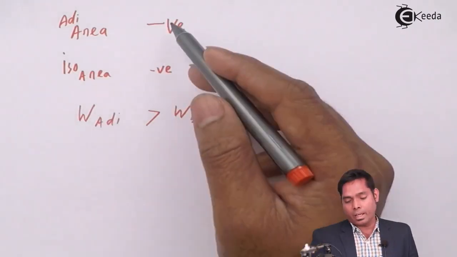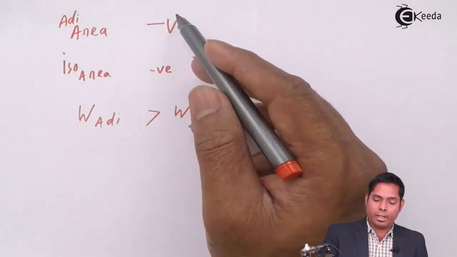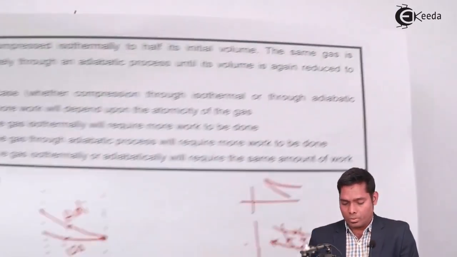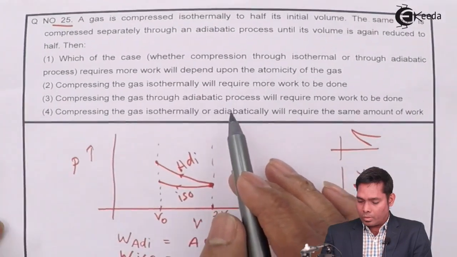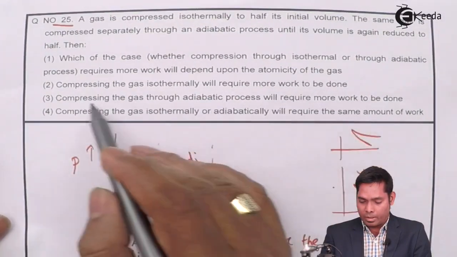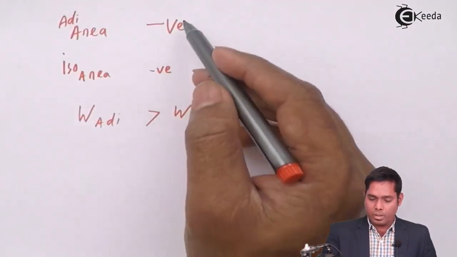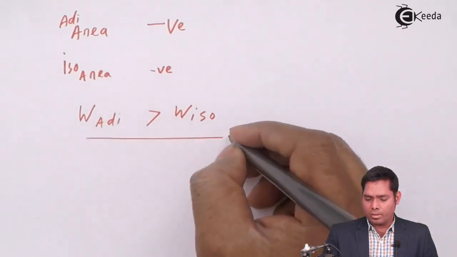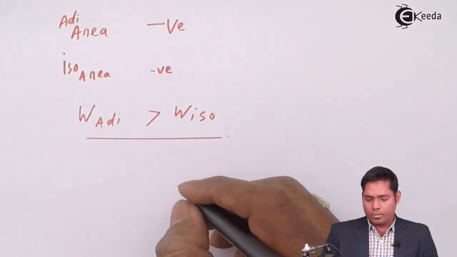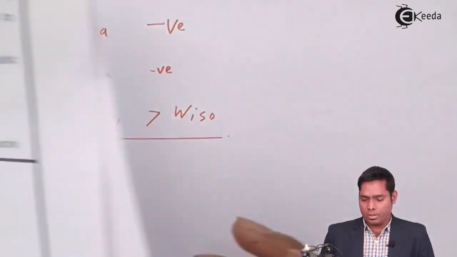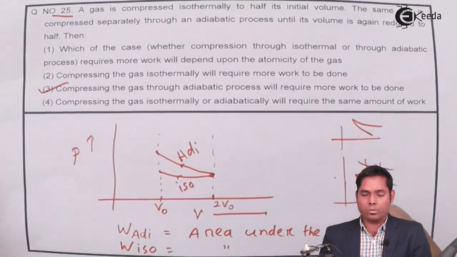So in compressing the gas in the adiabatic process, you require more work done. Compressing the gas through adiabatic process will require more work done. That is the correct answer, because the area is more, so work done has to be more. So the answer to this question is option number 3. Option number 3 is the right answer to this question.